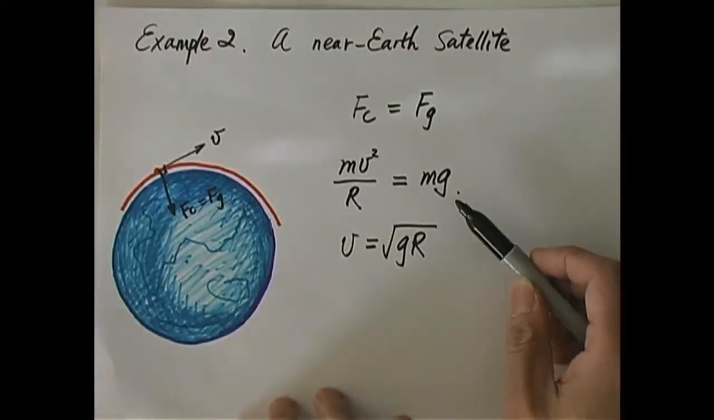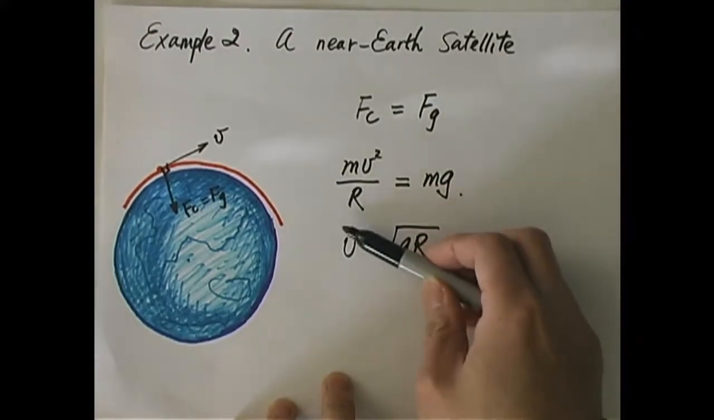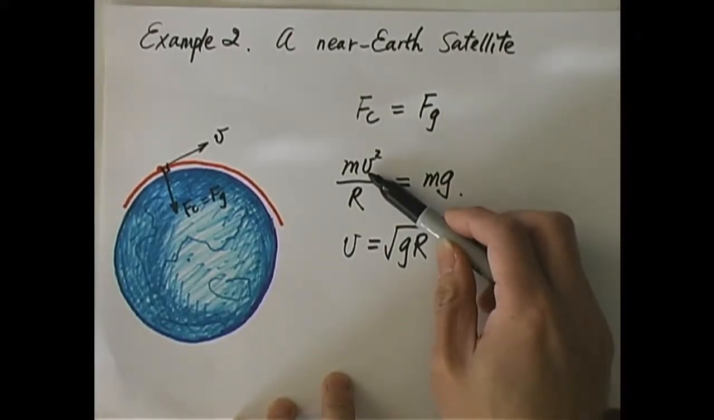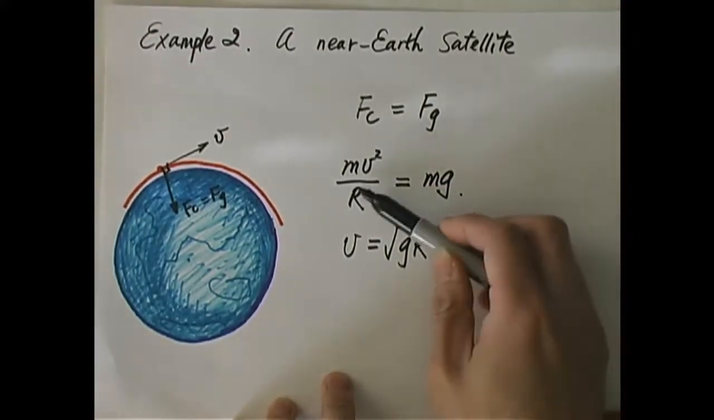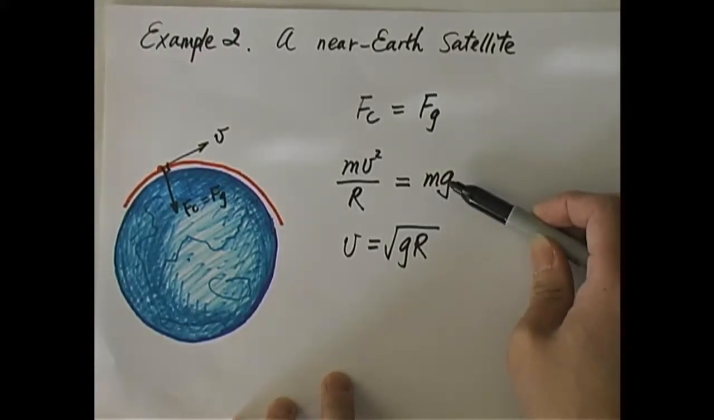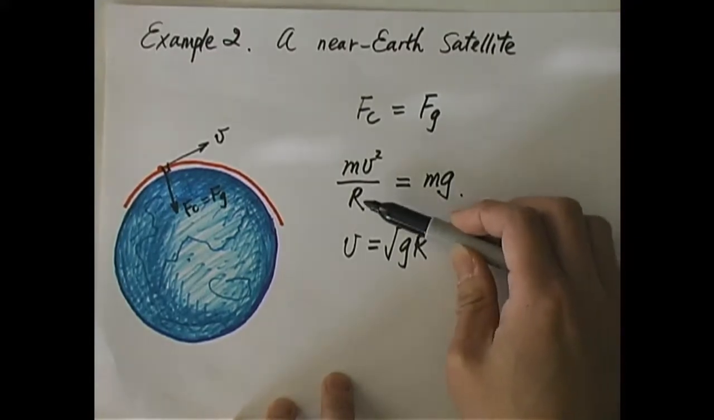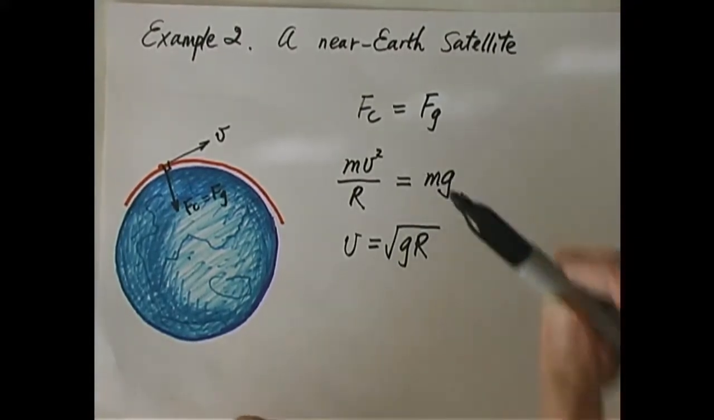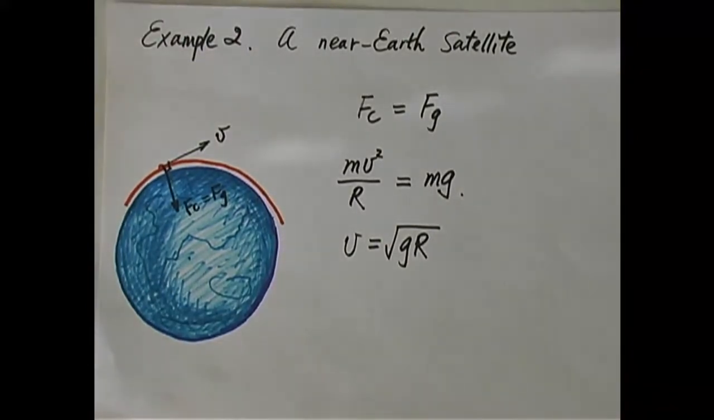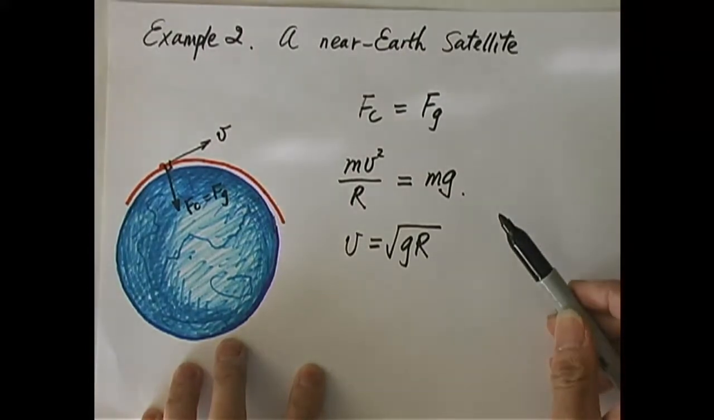Because if you go slower than that, you do not need that much centripetal force, because v is smaller than this value, so this side will be less than that side, so mg is too large. It does not only give you the centripetal force, there is something left. So what happens? Well, it's pulling it down. So it's going to crash. It's going to crash to the Earth.